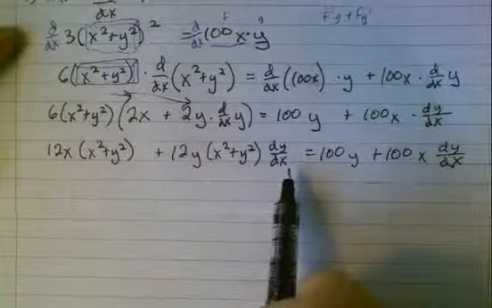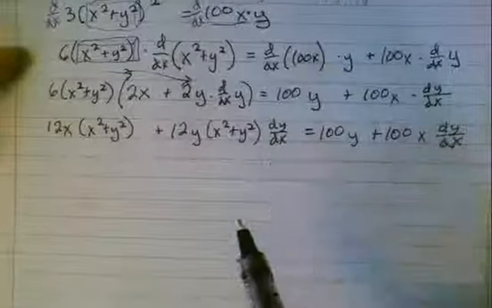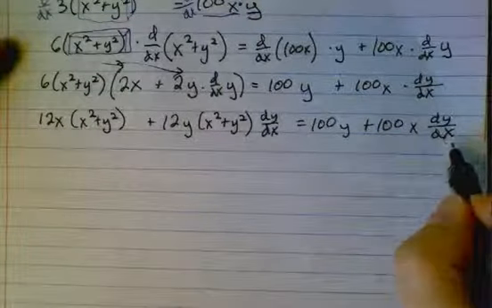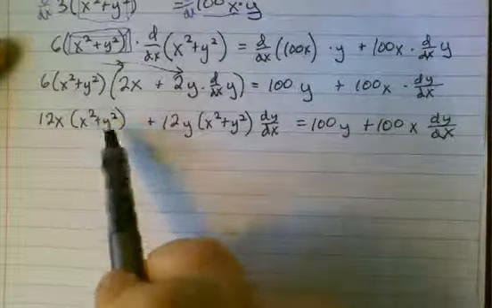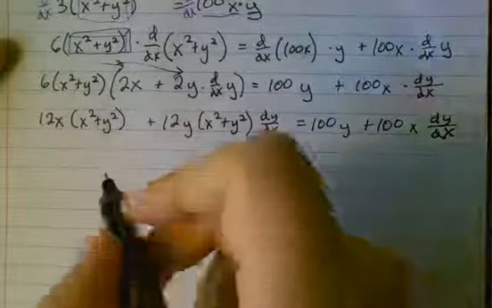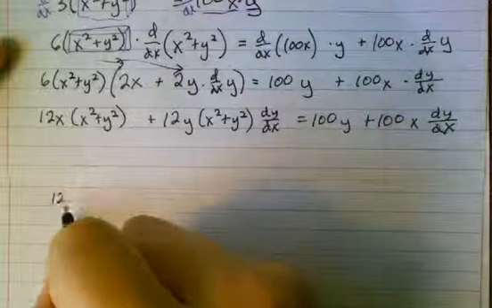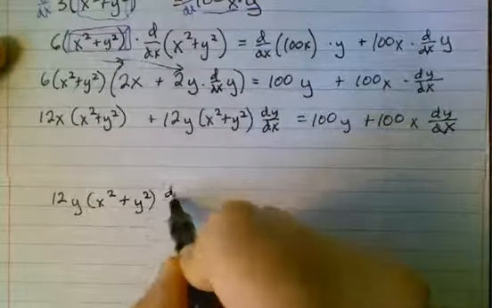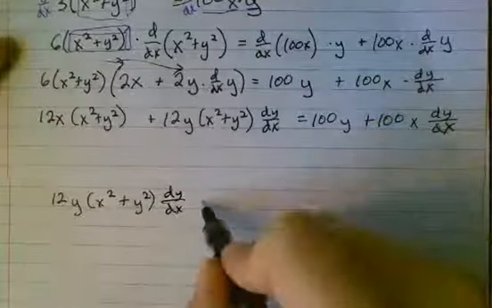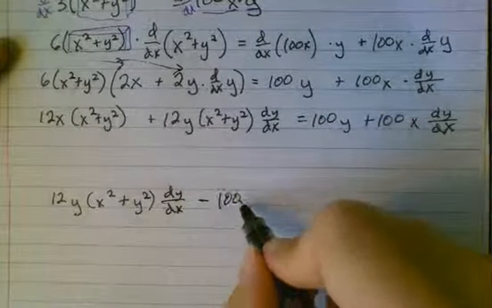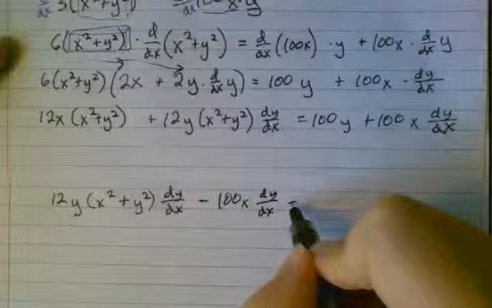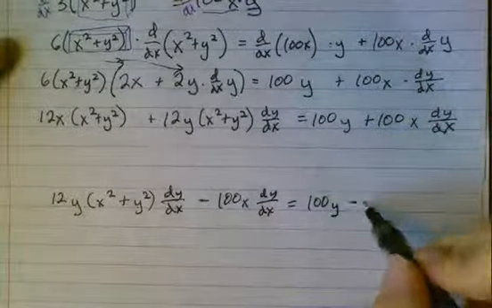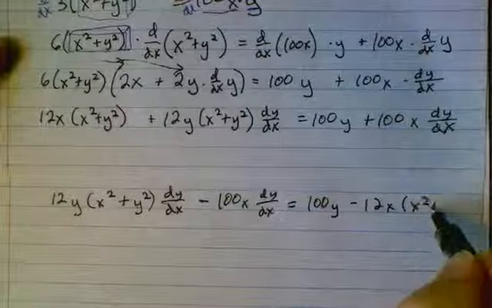Now, let's just get all our dy dx's on one side of the equation. So I'm just going to subtract the 100x dy dx over here, and I'm going to subtract this to get it over there. So I've got 12y x squared plus y squared dy dx. And then I'm going to subtract this 100x dy dx, so all my dy dx's are on this side. And over here I've got 100y, and then I subtracted this minus 12x, x squared plus y squared.